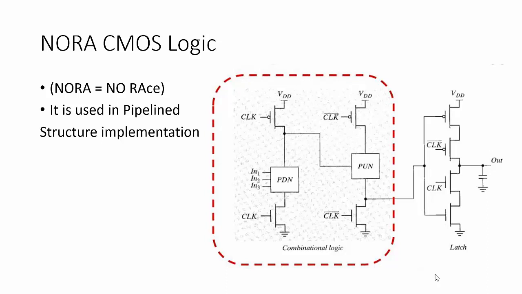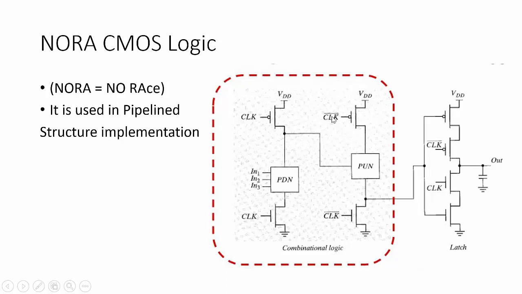Next, we can see NORA CMOS logic. NORA means no race. Normally NORA CMOS logic will be used in pipeline structure implementation. So this is the structure of the NORA CMOS logic. Here the PMOS is connected to VDD and this NMOS is connected to ground. In between we will have the NMOS logic, that is, the pull down logic. Then next it is followed by a pull up logic.